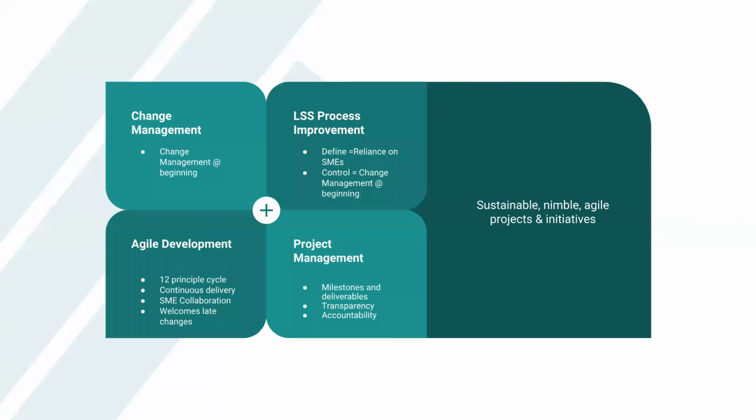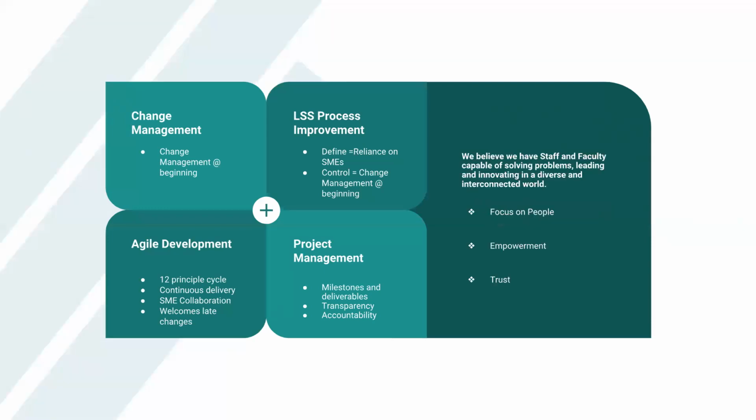So again, the tools are change management, Lean Six Sigma, Agile, project management. Yes, it is going to lead us to getting sustainable, nimble, agile projects and initiatives and infrastructure. But what I really think we should be saying is that we believe we have staff and faculty who are capable of solving problems, who are capable of leading, and who are capable of innovating in our diverse and interconnected world, because the tools that we use focus on our people, empower our people, and trust our people. That's the thread that knits it together.